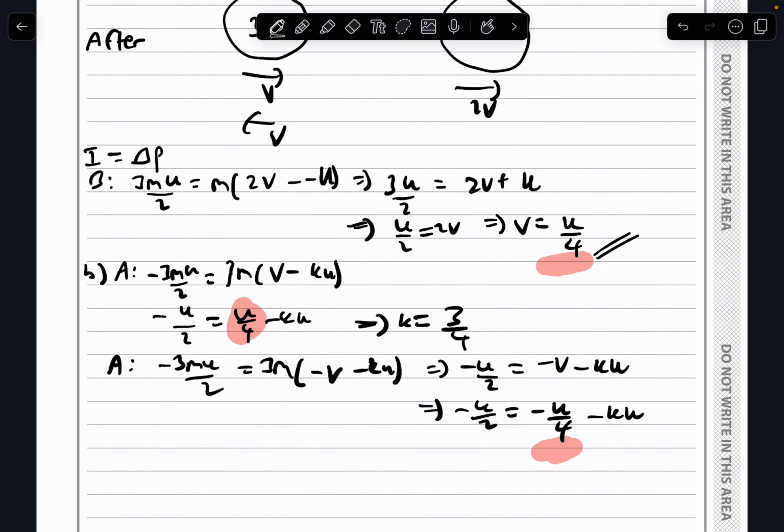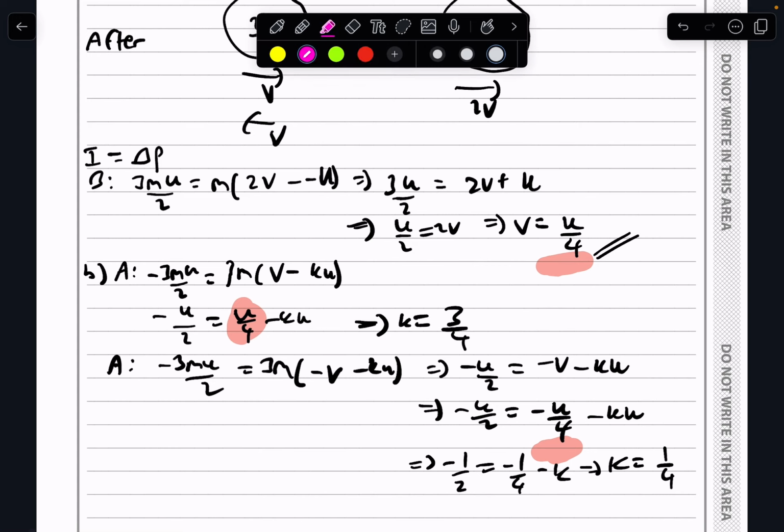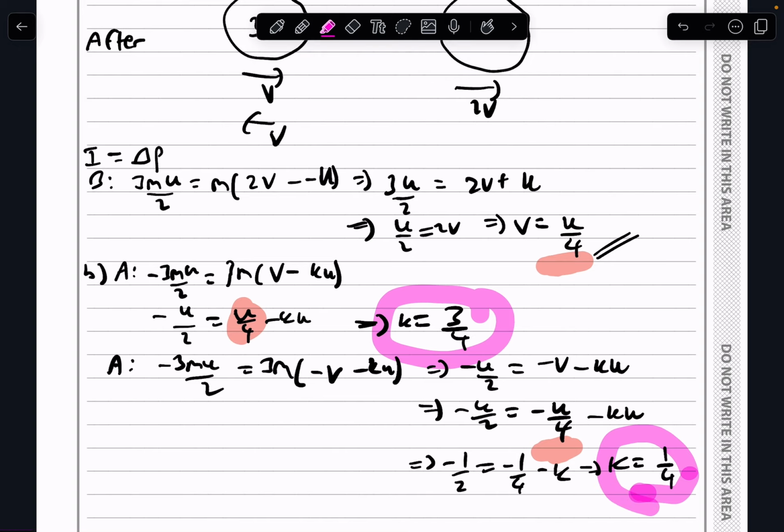We can divide through by u. Well, this one I'll actually work through for you if you wish, which is minus a quarter minus k. And k you can drop out there as 1/4. Hence, our two values for k here are 3/4 or 1/4. And that is the end of this problem.